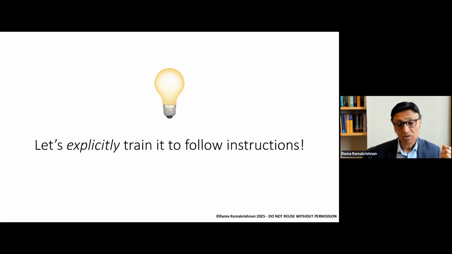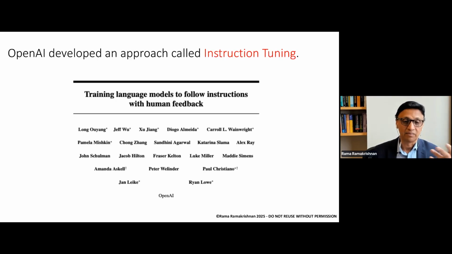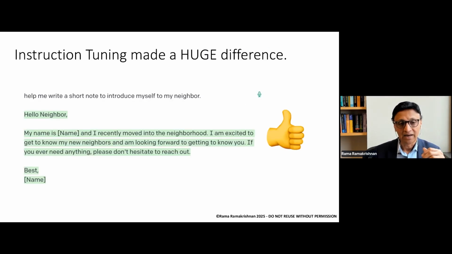So we need to explicitly train it to follow instructions. This approach is called instruction tuning, and OpenAI developed it. The paper I have here is the seminal paper that figured out how to do this. Instruction tuning made a huge difference. You send the same question as before to an instruction-tuned LLM, and you get an answer back which looks like the kind of answers that we today get from ChatGPT and Claude and so on and so forth.